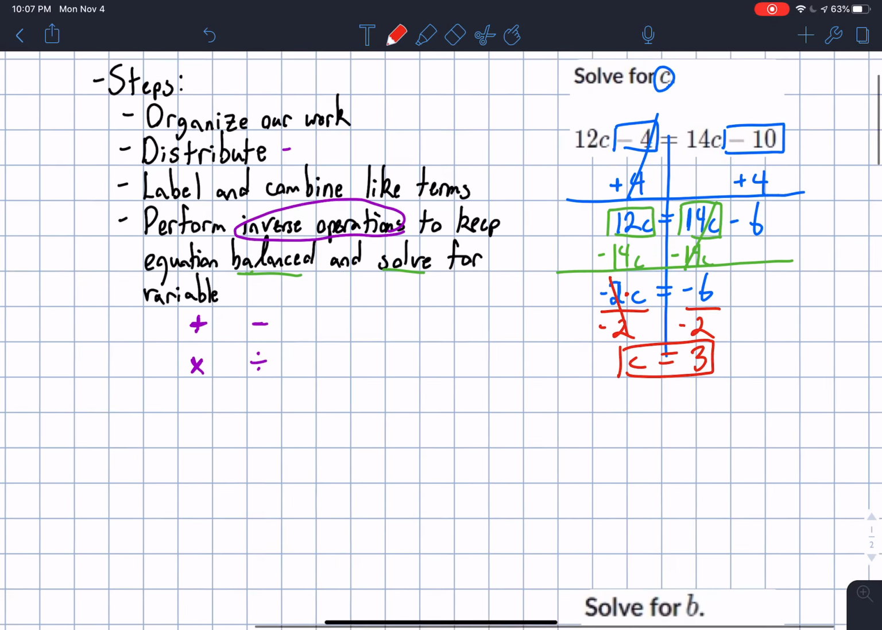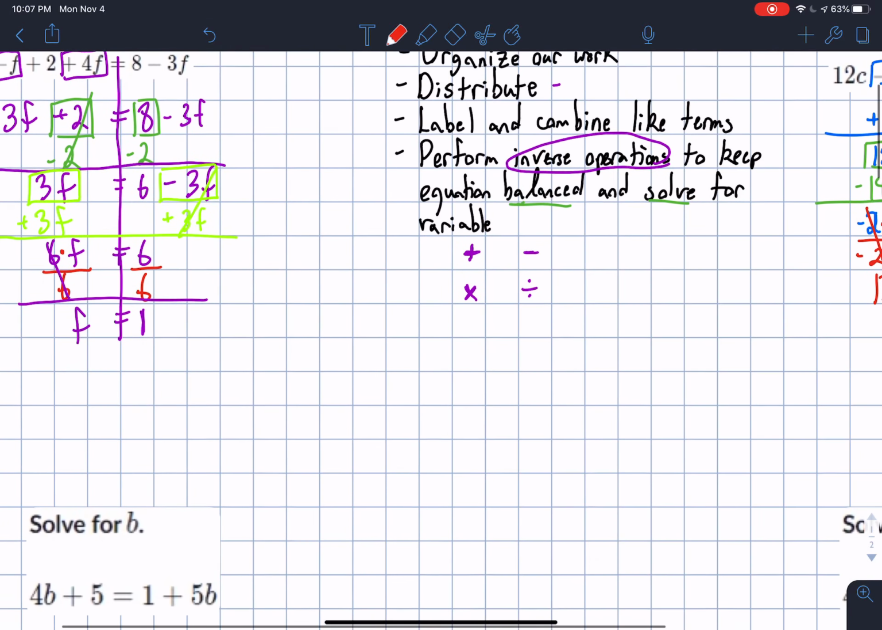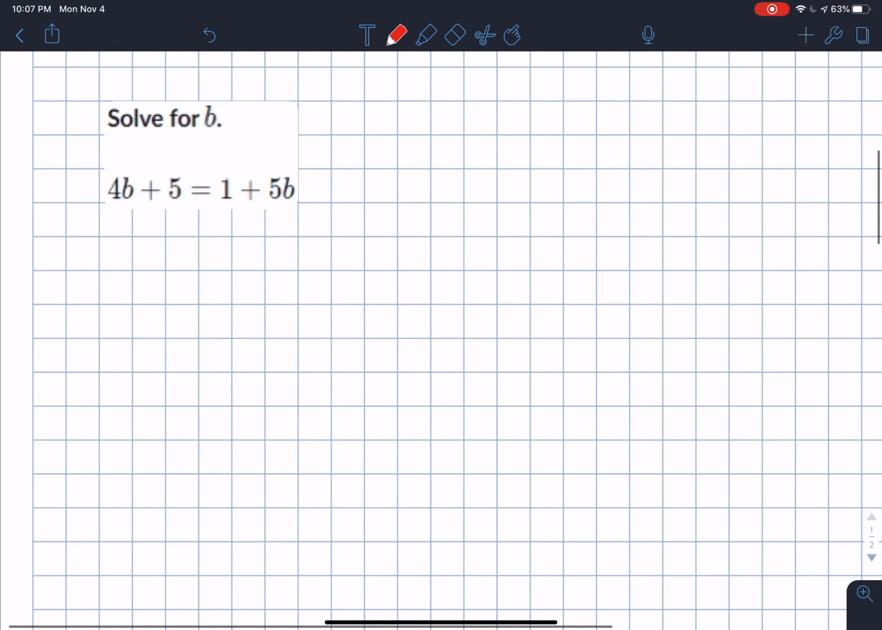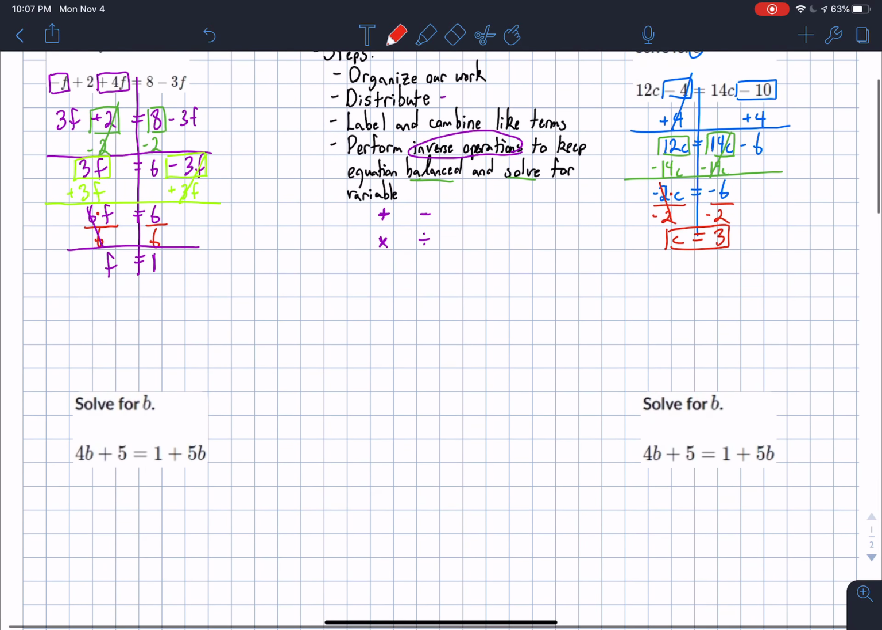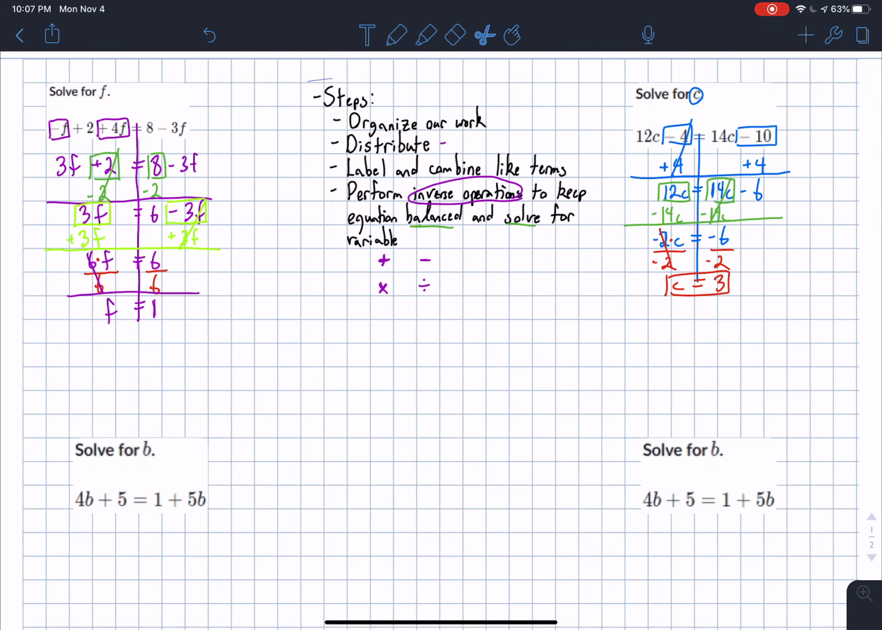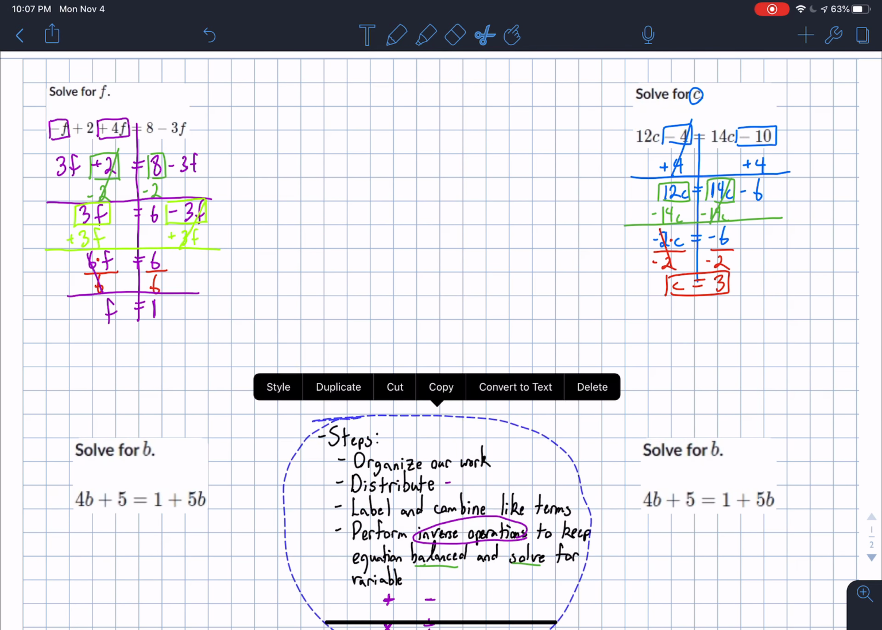Look at that. Graph paper saves lives. All right, so let's look at two more. Let me move my directions lower. Look at this, guys. I can drag that lower so you can see it.